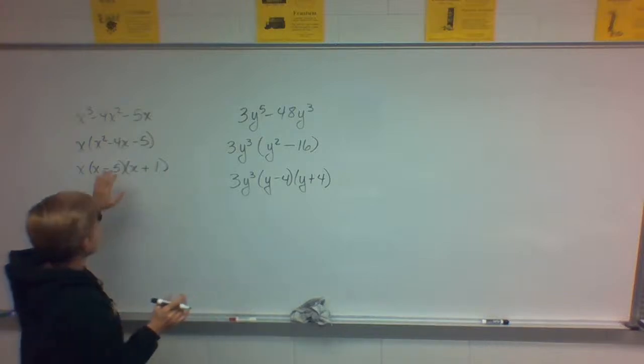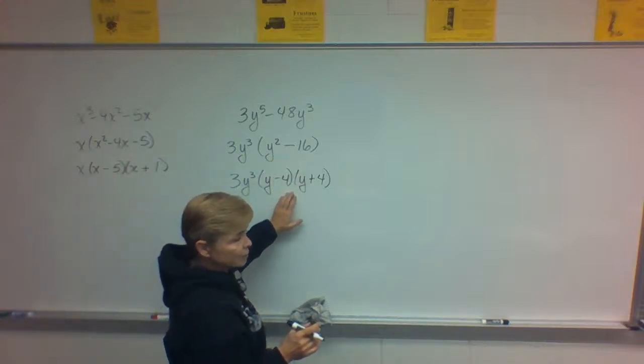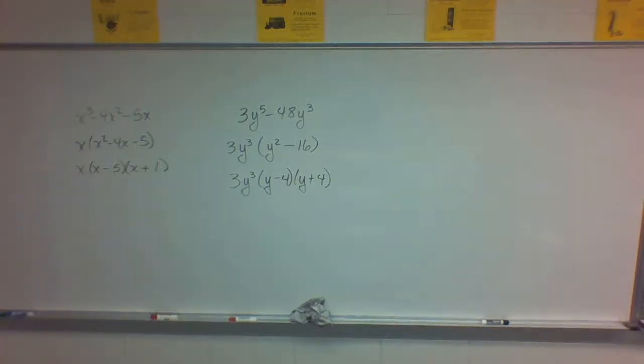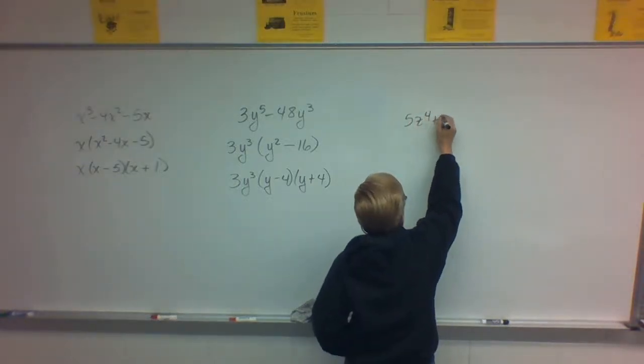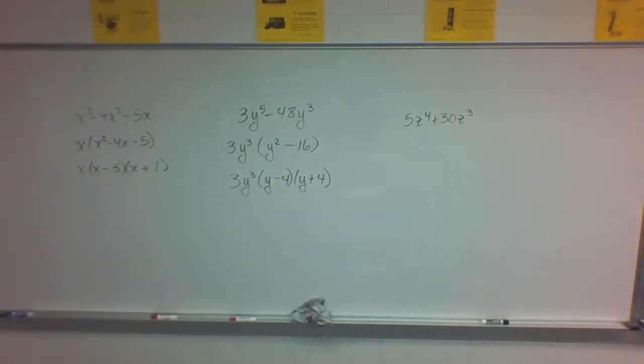You had to remember quadratic factoring skills once you got it down to a quadratic. This was a quadratic of a special type that factors a special way. You have to remember those. You still have to rely on those. The next one is 5z to the 4th plus 30z cubed plus 45z squared.